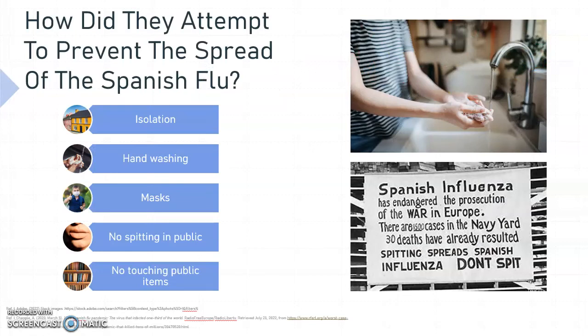How did they attempt to prevent the spread of the Spanish flu? There was no specific prevention methods against contracting Spanish flu. Some communities had decided to enforce certain measures. Those measures included isolating oneself at home, closing schools and gyms, washing one's hands thoroughly and often, wearing a mask at all times when out in public, and to not spit in public, since at the time they had believed that this flu spread through respiratory mucus.